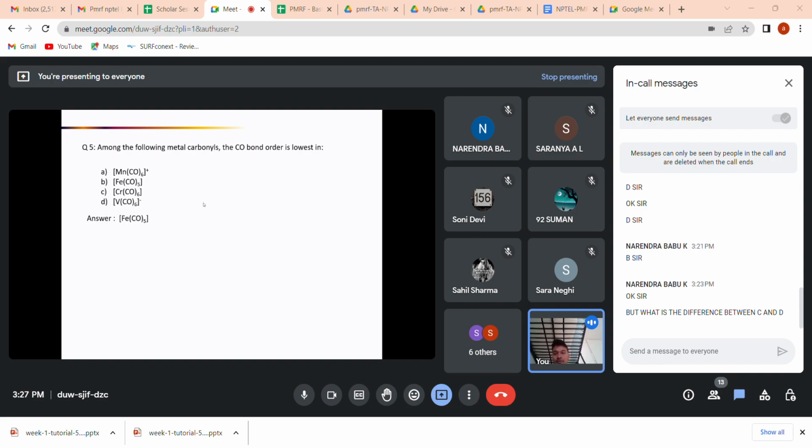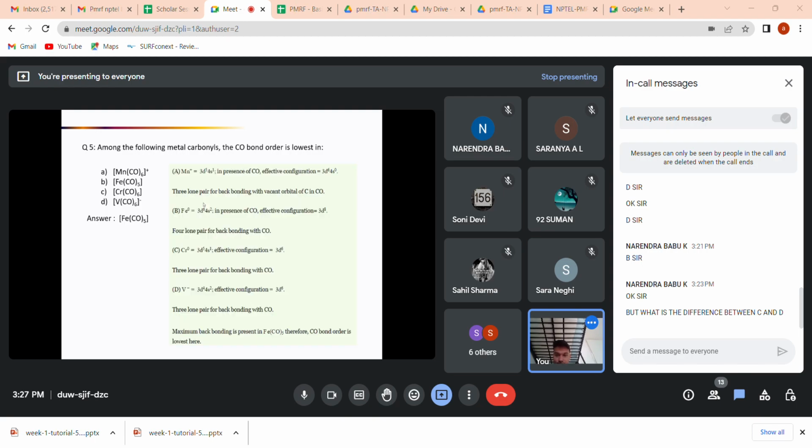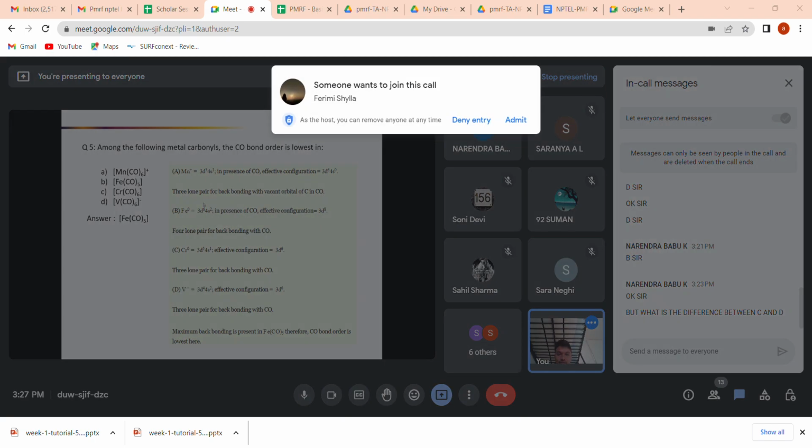and that will only happen with the metal that has the most number of d electrons, obviously, right? Because all those metals are 3d metals. So if you see magnesium, you can see in the first option, magnesium plus is 3d5 4s1, in presence of CO the effective configuration is 3d6 4s0, and there are 3 lone pairs back bonding with vacant orbital to carbon of CO. So you can consider it as 3 lone pairs trying to back bond to the CO.